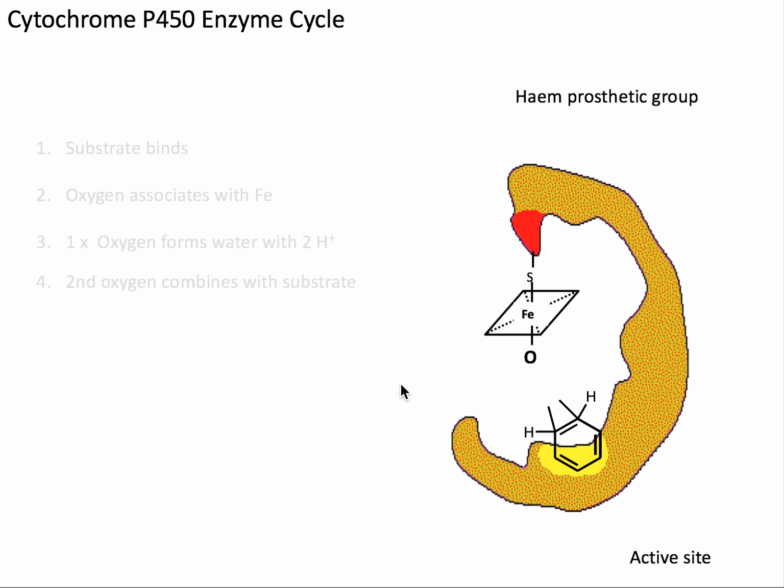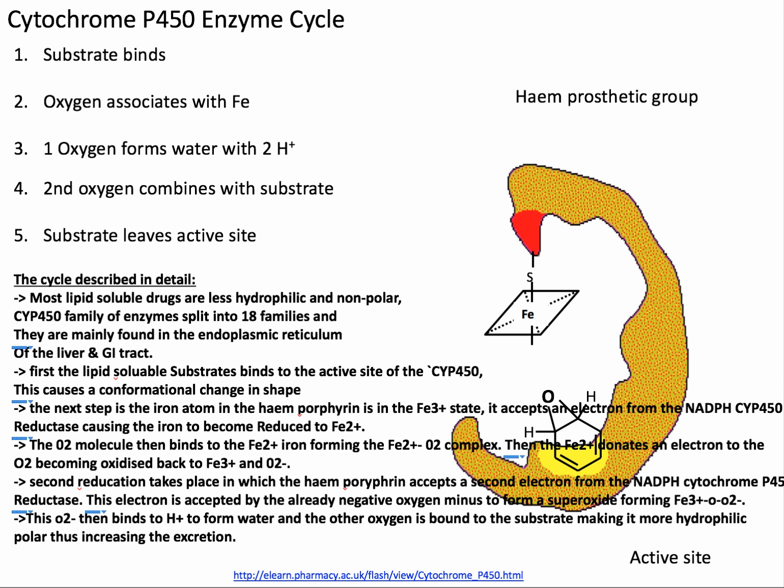If you want to take this down in note form, I think I have it written somewhere. If we go through this in a bit more detail, let me find where I've written it out. Yes, the lipid soluble substrate binds to the active site of the cytochrome P450. This causes a conformational change in the shape. So the first thing that happens is the lipid soluble substrate binds, the yellow bit. Sorry, it's a bit unclear.